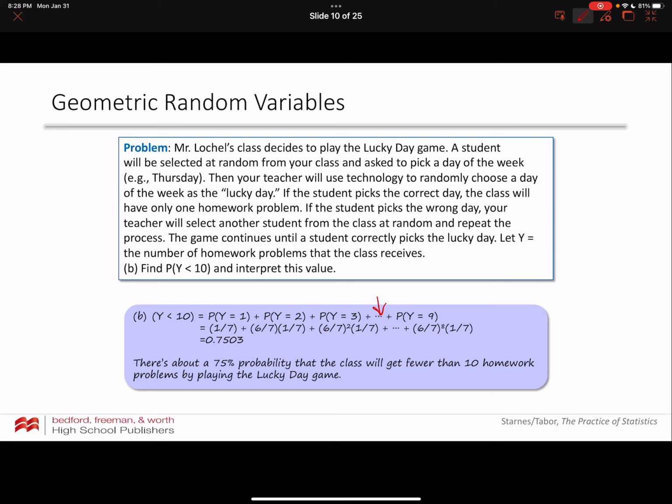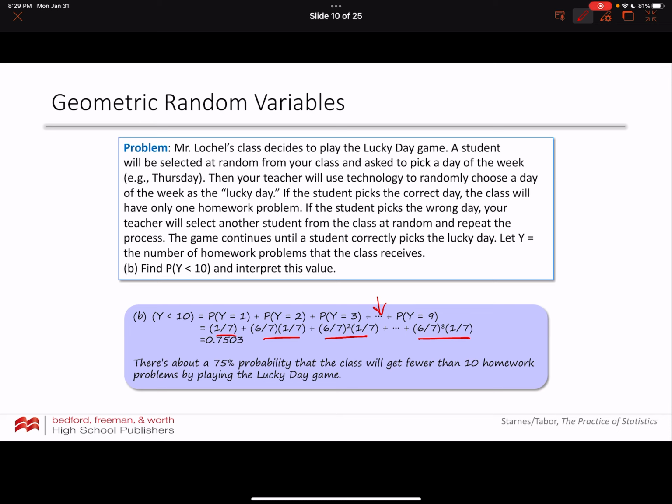So again, you're not going to write out every piece of this formula. You're going to use the dots, right? So I have the first couple terms so I can establish the pattern, and then up to the last term. So there's about a 75% chance or probability that the class will get fewer than 10 homework problems by playing the lucky day game.